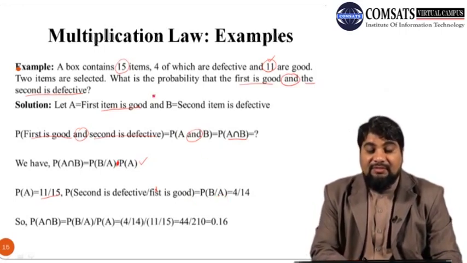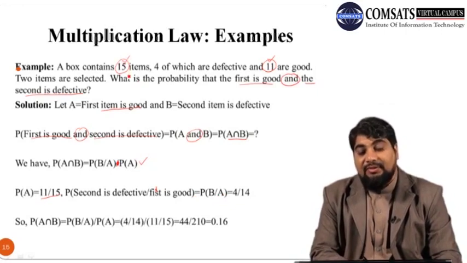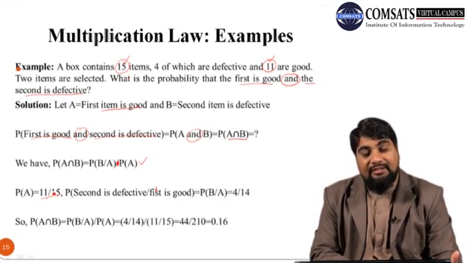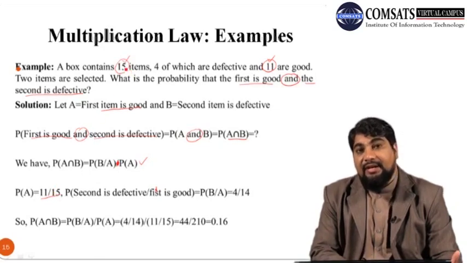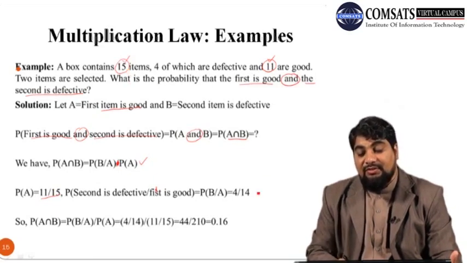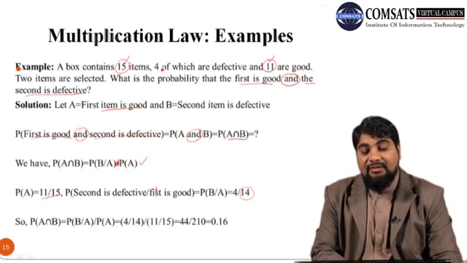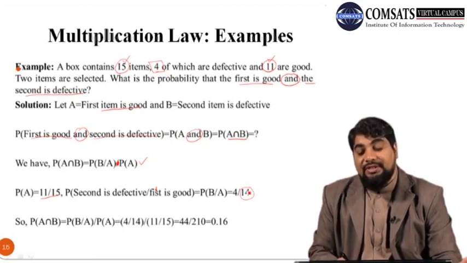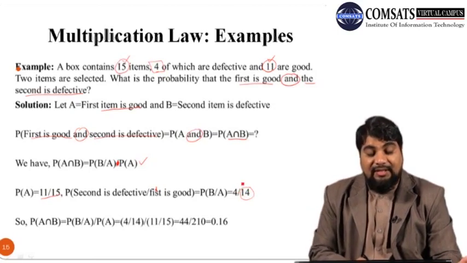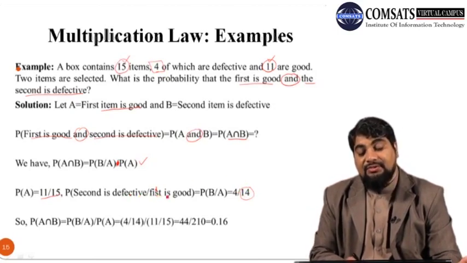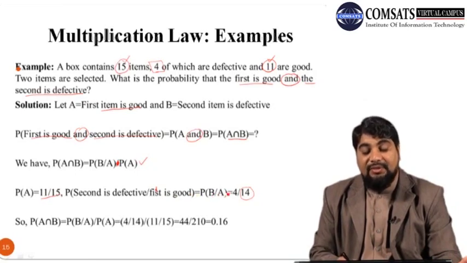Now since there are a total of 15 items and one item has already been drawn, we are left with 14 items. So 15 minus 1, our sample space is now reduced from 15 to 14, because one item has already been drawn. Now the second is defective, so there are a total of 4 defective items, so these 4 will be selected out of 14, so 4 out of 14. So second is defective given that first is good, which is B given A, is 4 out of 14.